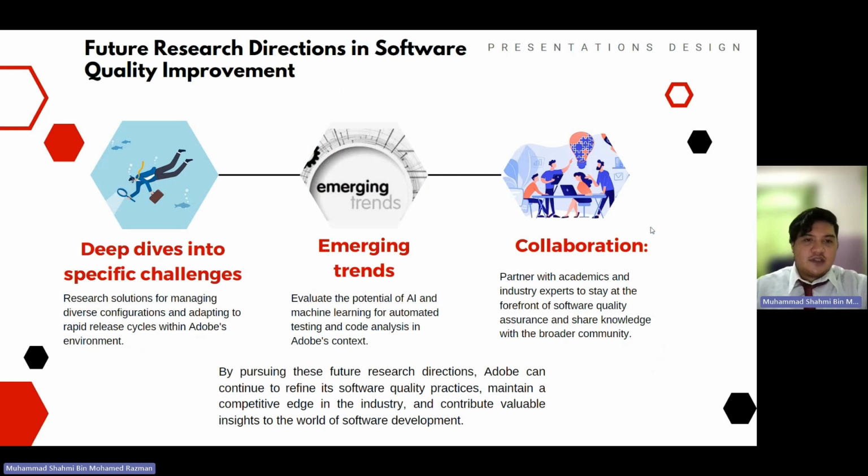Finally, future research direction in software quality improvement. First, deep dive into specific challenges, researching solutions for managing diverse configurations and adapting to rapid release cycles in Adobe environments. Second, emerging trends, which is to evaluate the potential of AI and machine learning for automated testing and code analysis in Adobe context. Finally, collaboration, which is to collaborate with academics and industry experts to stay at the forefront of software quality assurance and share knowledge with a broader community.